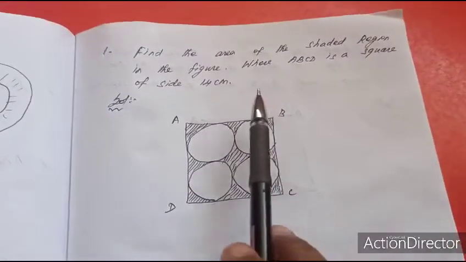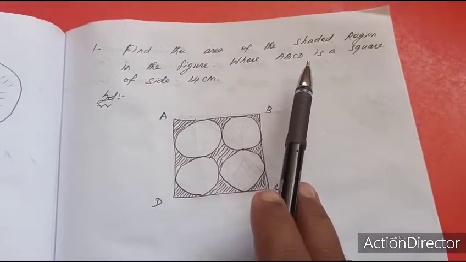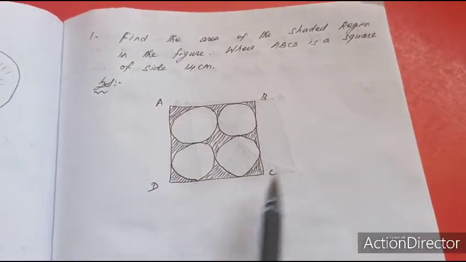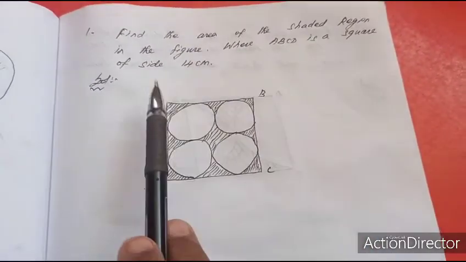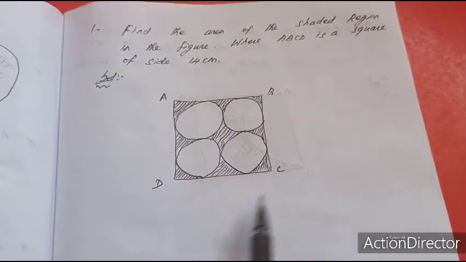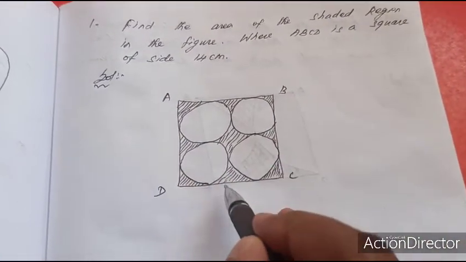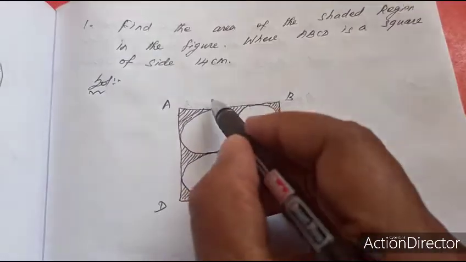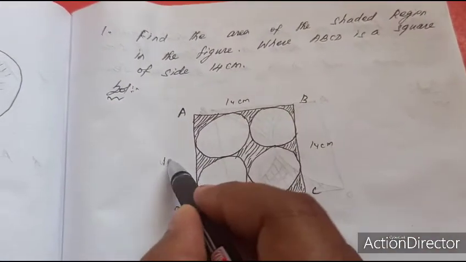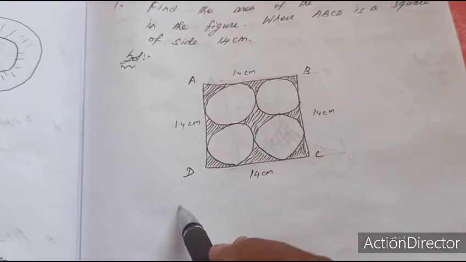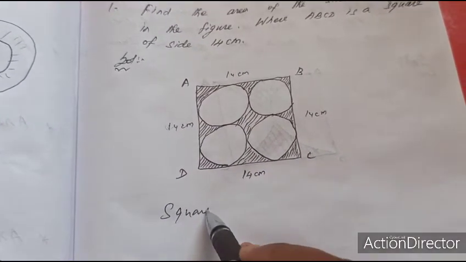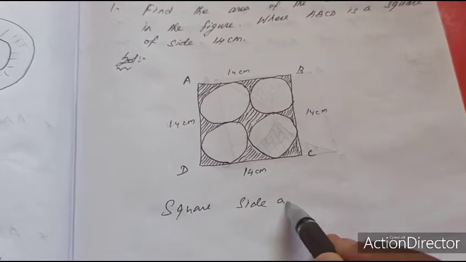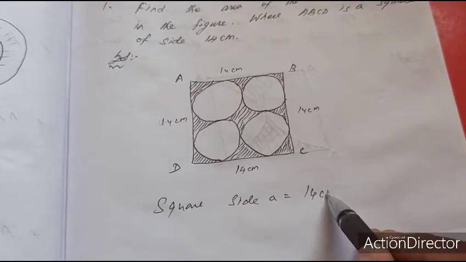First question: find the area of the shaded region in the figure, where ABCD is a square of side 14 cm. ABCD is a square, and the side is 14 centimeters.